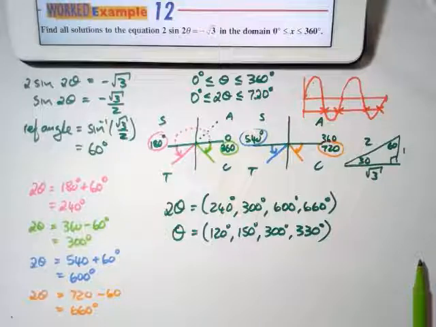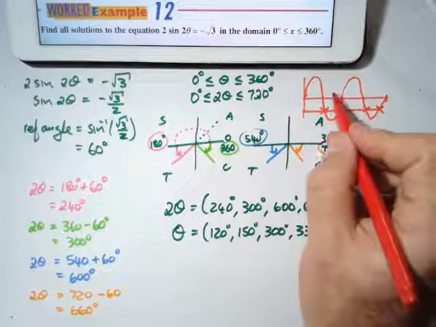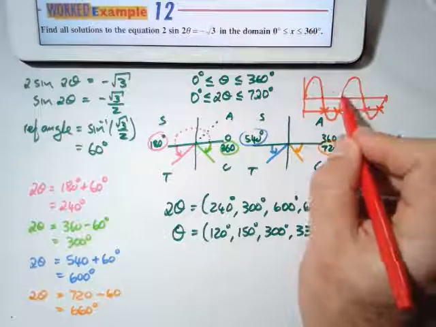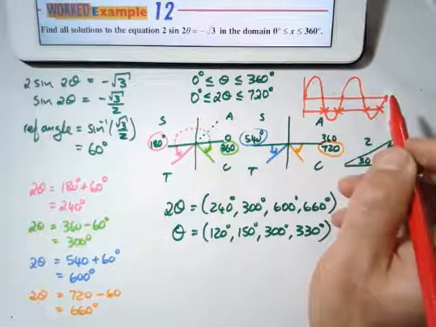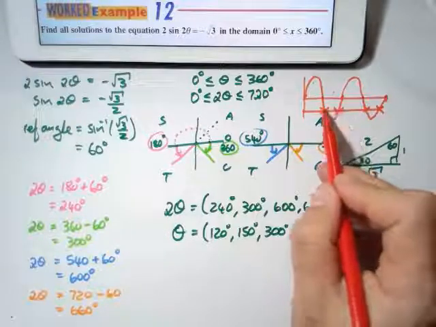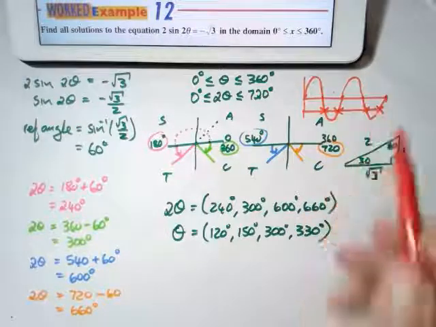So if you think about it, in our original we said that this was 90, 180, 270, 360. So those angles would have been 120, 150, 300 and 330.